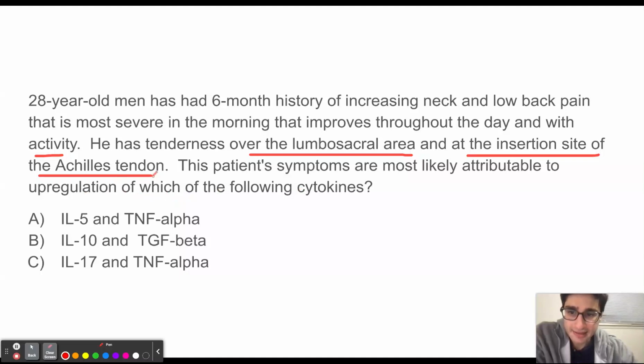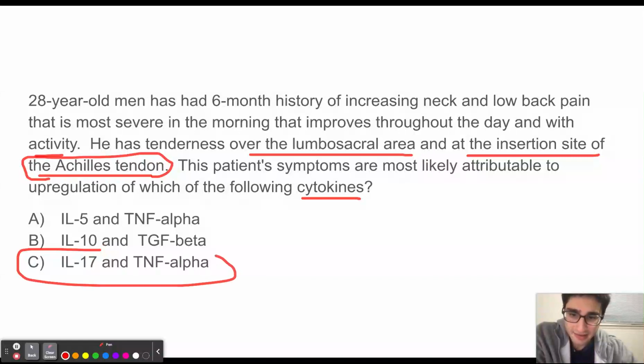Now, this person has Achilles tendinitis, which is a finding common in enthesitis, and he is presenting with ankylosing spondylitis. The cytokines that we mentioned earlier that are important to know that are associated with ankylosing spondylitis are going to be IL-17 and TNF alpha, so that is going to be the answer.